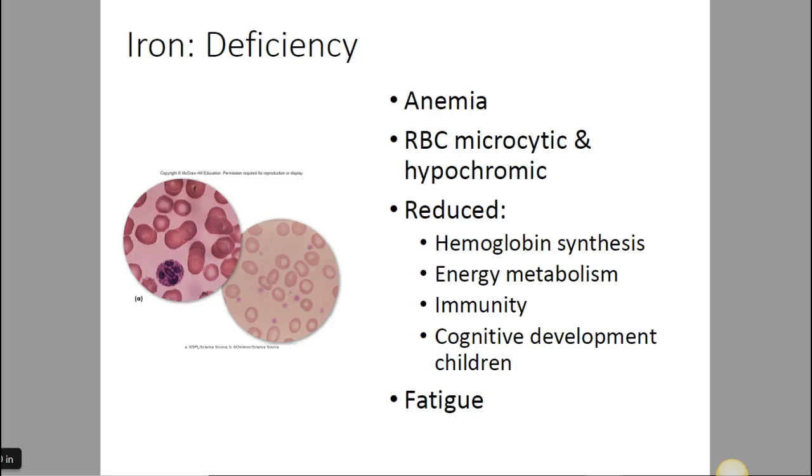Iron deficiency anemia is the most well-known and most commonly observed type of iron deficiency syndrome. Red blood cells become microcytic, so they're small, and also hypochromic, which is low in color, right? Hypochromic, so they become very pale. You'll see a reduction in hemoglobin synthesis, energy metabolism, immune function, and also cognitive development if this is occurring in children. And people just become very tired and weak and fatigued.